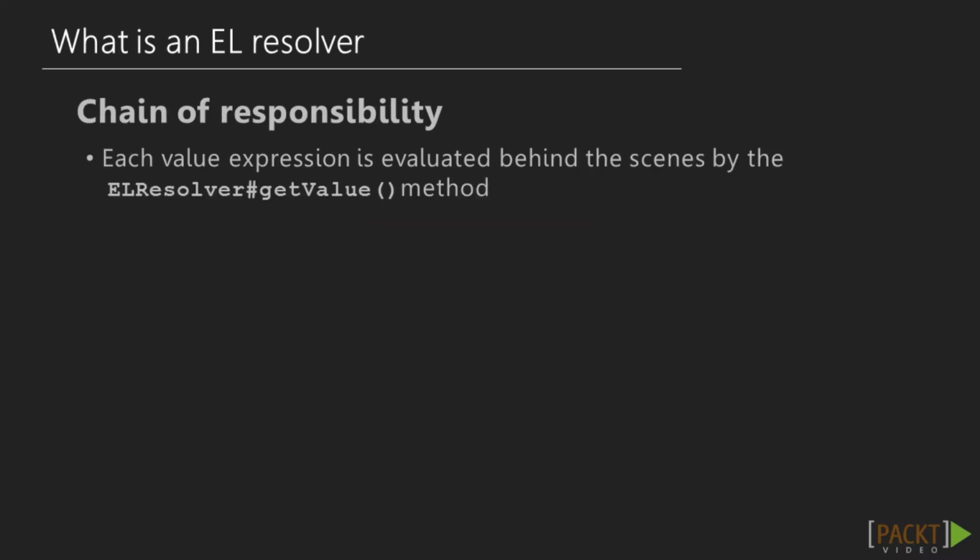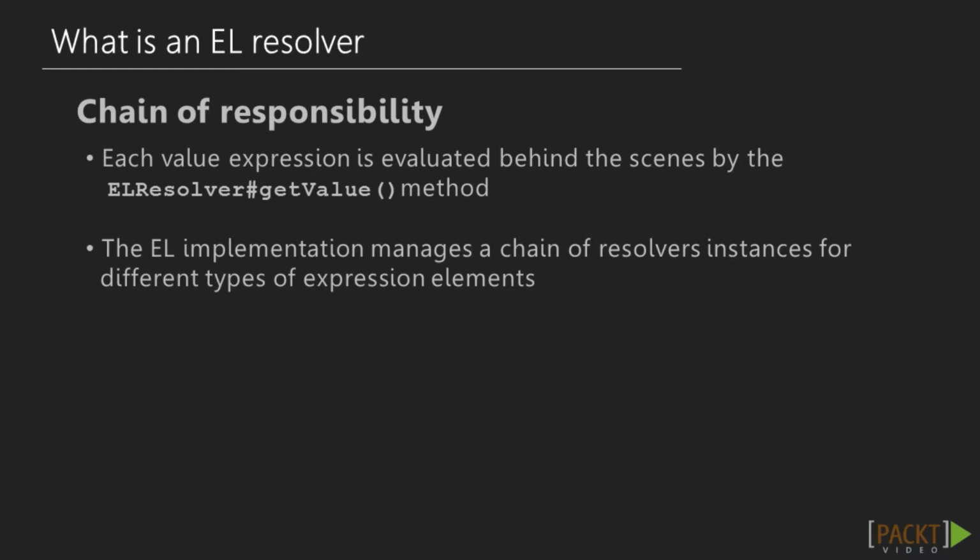So each time an expression needs to be resolved, JSF will call the default expression language resolver implementation. Each value expression is evaluated behind the scenes by the getValue method. Now, the EL implementation comes with a chain of resolvers for different types of expression elements. For each part of an expression, EL will apply the chain until it finds a resolver capable of resolving that part. So a single expression is resolved by a single resolver or after a teamwork of several resolvers.